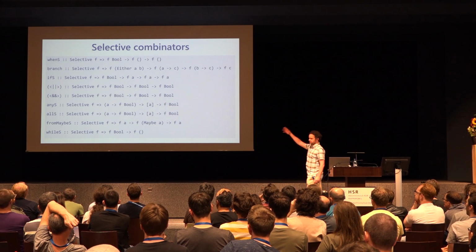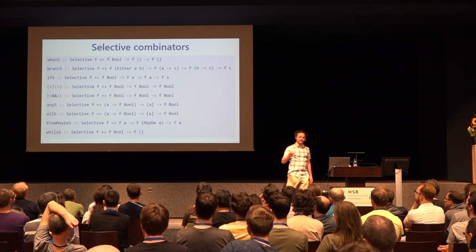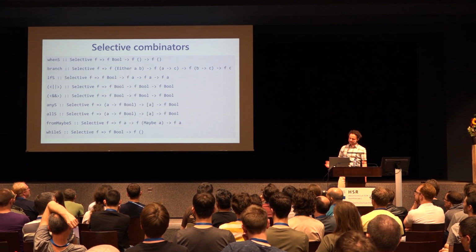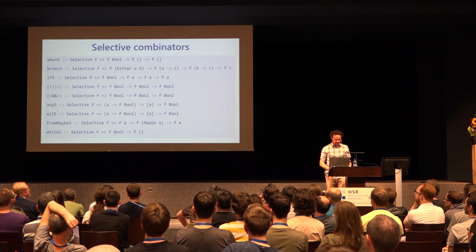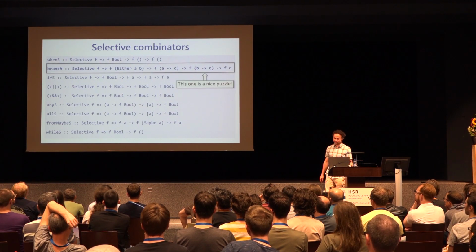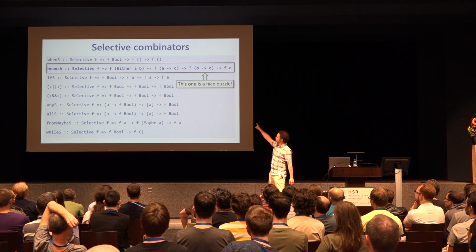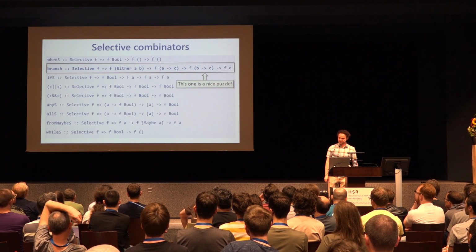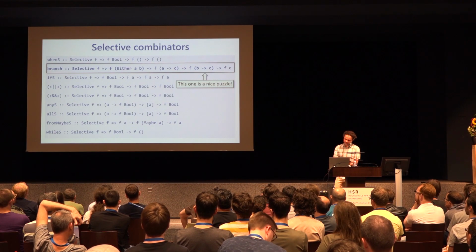And lots of other combinators that are typically associated with monads. Lots of conditional kinds of structures can be implemented on top of the selective interface. So when, as I showed, branch is a very interesting puzzle, so try to implement this function using only the select operator. It's not obvious, but it's possible.